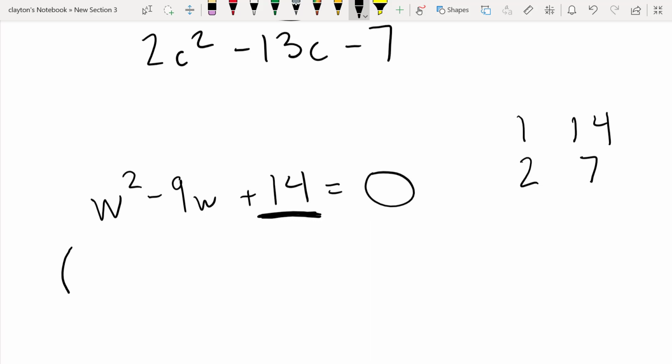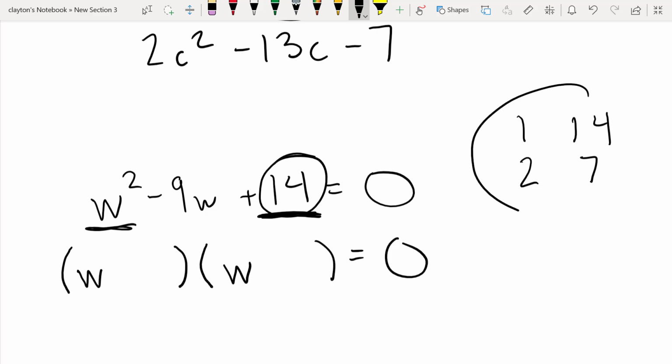And so I'm going to write out my brackets, or my parentheses. I know that the only way to split up a w squared is, well, w has to go here and a w has to go here. It's the only possible way to split up that w squared. And so I'm looking for two numbers that multiply to be 14. Well, I have my options over here. And they have to add up to be negative 9.